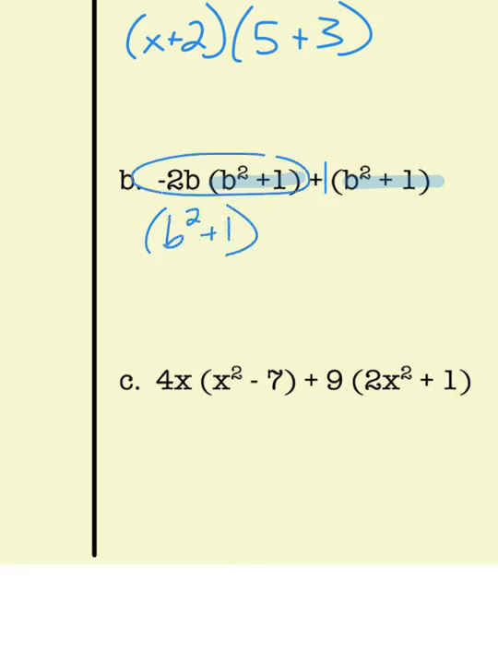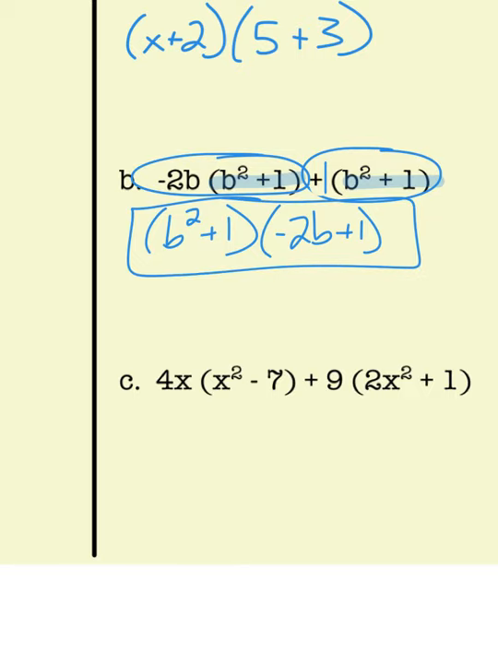If I take this term and divide by b squared plus 1, I am left with a negative 2b. And if I take this term and divide by b squared plus 1, I'm left with a 1. Now what a lot of students want to do here is they want to just say plus 0 or even just forget about that second term. But we can't forget about it because then it's just being taken out of the entire equation. So we have to leave a plus 1 there. All right, that would be our final answer for example B.